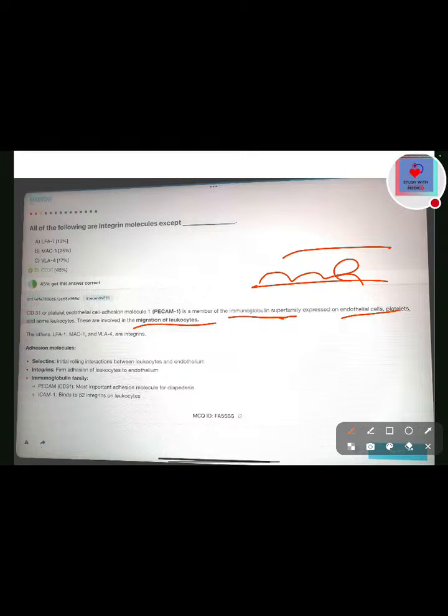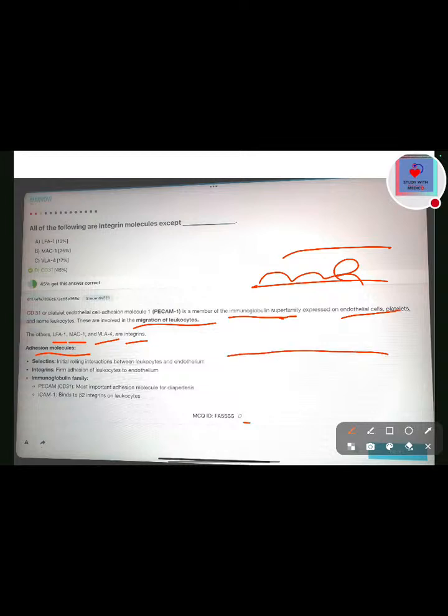The others are LFA-1, MAC-1, VLA-4. These are integrins. So what are selectins? Adhesion molecules. The integrins are LFA-1, MAC-1, VLA-4, but adhesion molecules are the selectins. Selectins mediate the initial rolling interaction between leukocyte and endothelium.